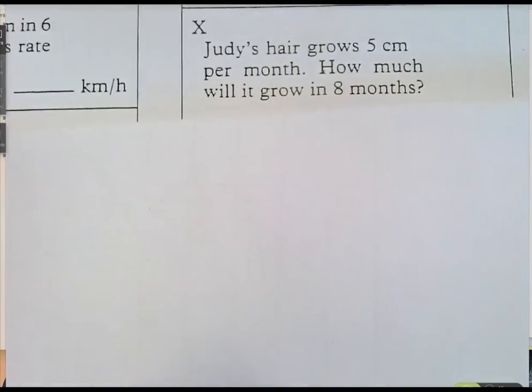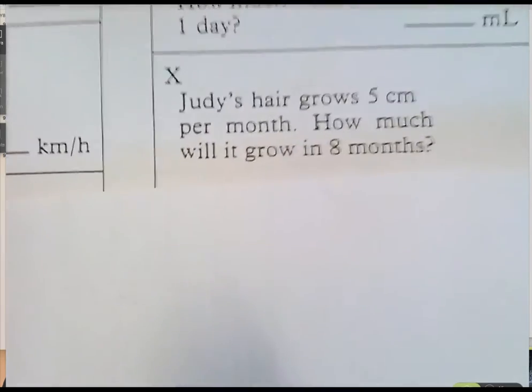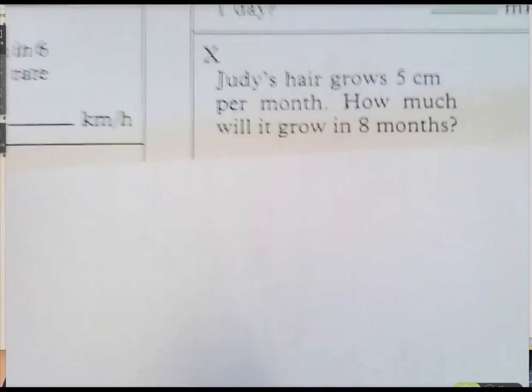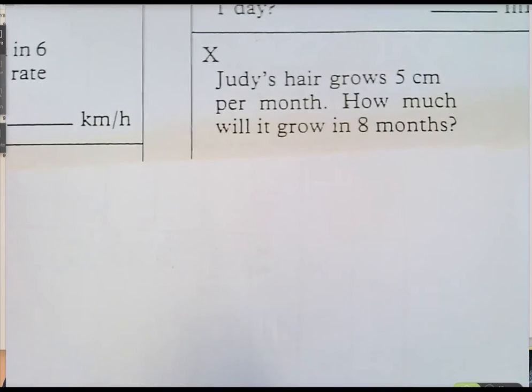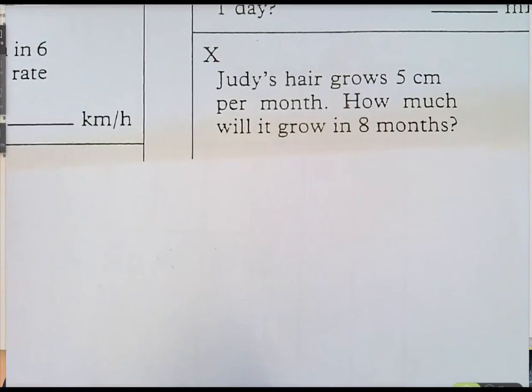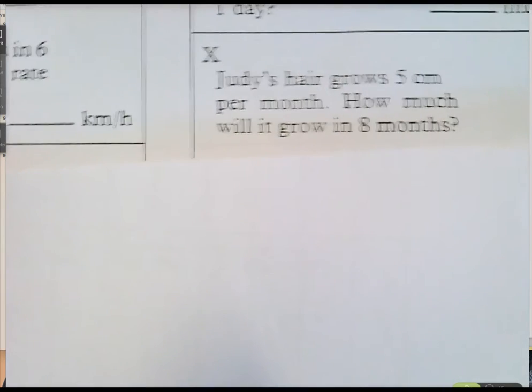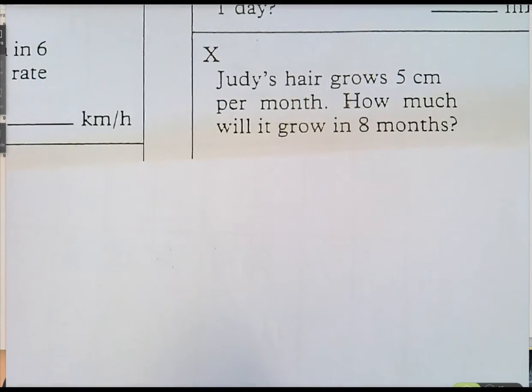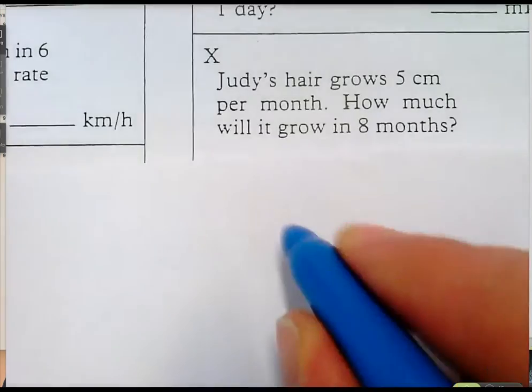Judy's hair grows 5 centimeters in a month. No way, 5 centimeters, that's a lot. Hair does not grow 5 centimeters in a month. I reckon your hair only grows 1.5 centimeters a month, probably 2 centimeters. So Judy's hair grows 5 centimeters a month. She's on very good vitamins.